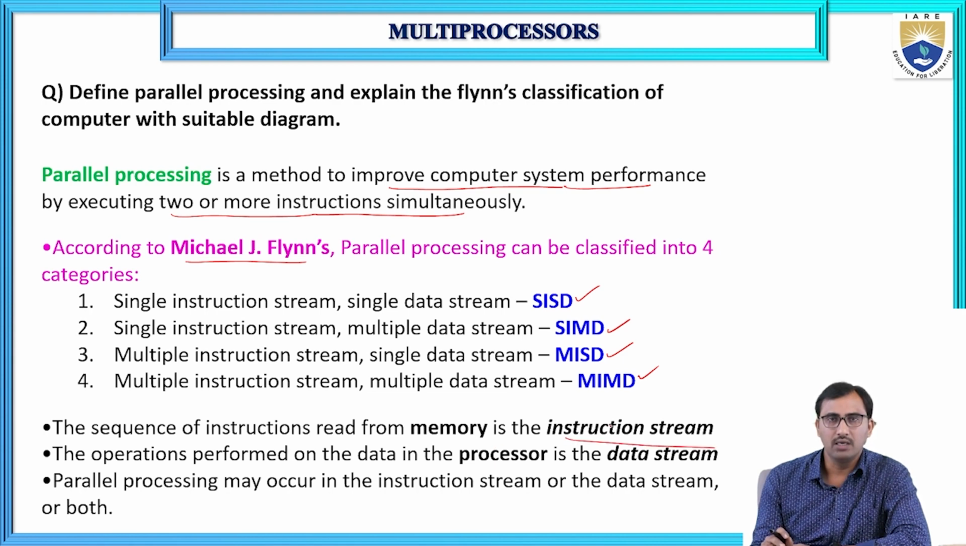The sequence of instructions read from memory is called the instruction stream. That means we store the program in the memory, and a program is nothing but a collection of instructions. The instructions are always fetched from the memory, so the sequence of instructions read from the memory is called the instruction stream. The next one is the data stream: the operations performed on the data in the processor are called the data stream. Parallel processing may occur in the instruction stream or the data stream, or sometimes in both.